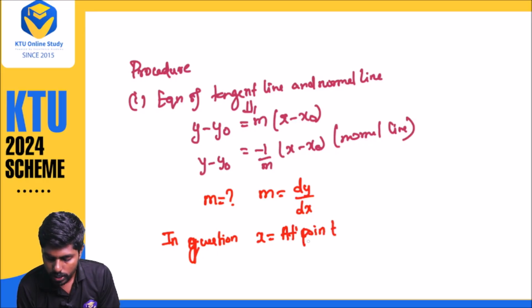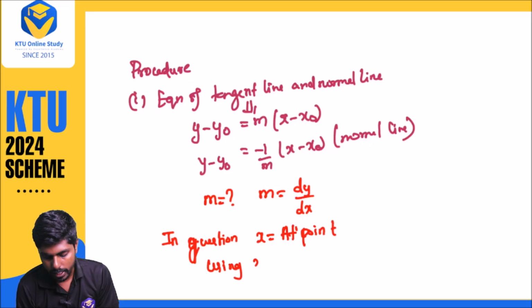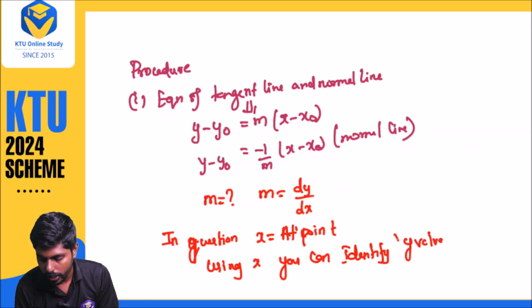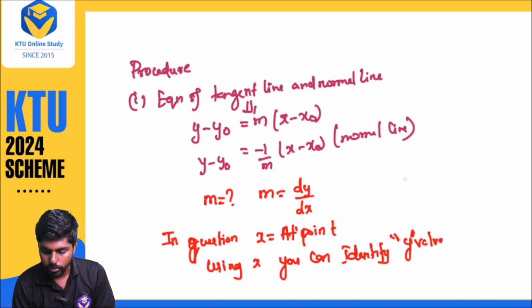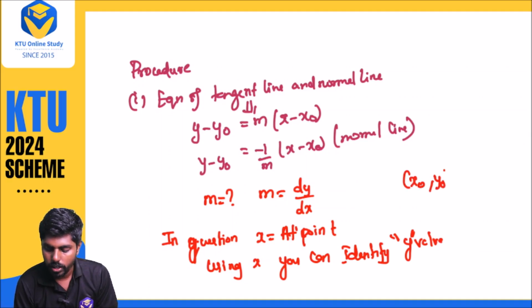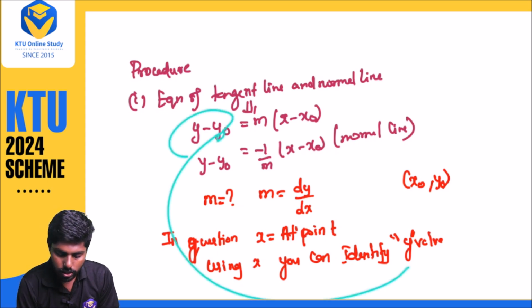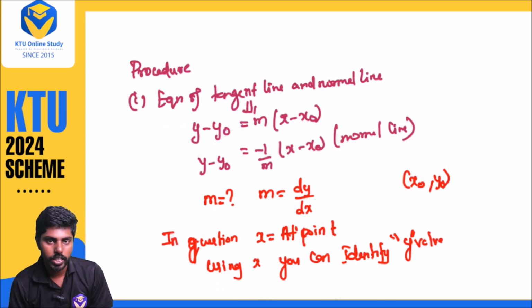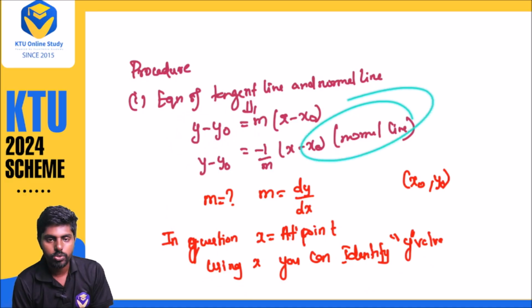So using x you can identify the y value. From there you can identify x naught comma y naught. Just substitute in the equation. Now just substitute in the equation, and you will be finding the equation of the tangent line and the equation of the normal line. So this is the procedure.